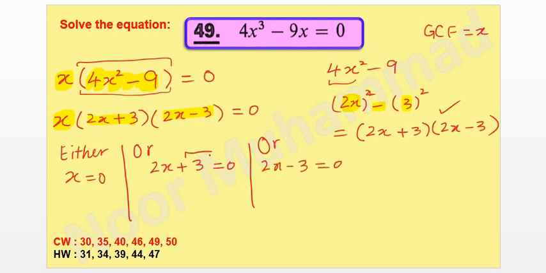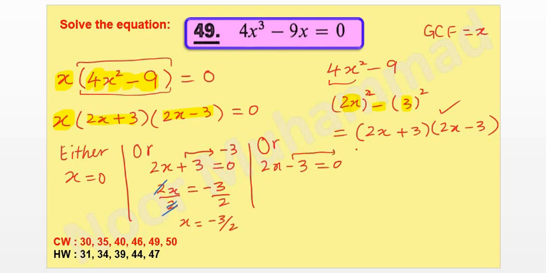Now move this 3 first of all to the other side, it will change into negative 3. So you will have 2x equals negative 3. Now to get rid of this 2, you can divide this side by 2 and you can divide this side by 2. So 2 will cancel 2, and finally we will get x equals negative 3 over 2.